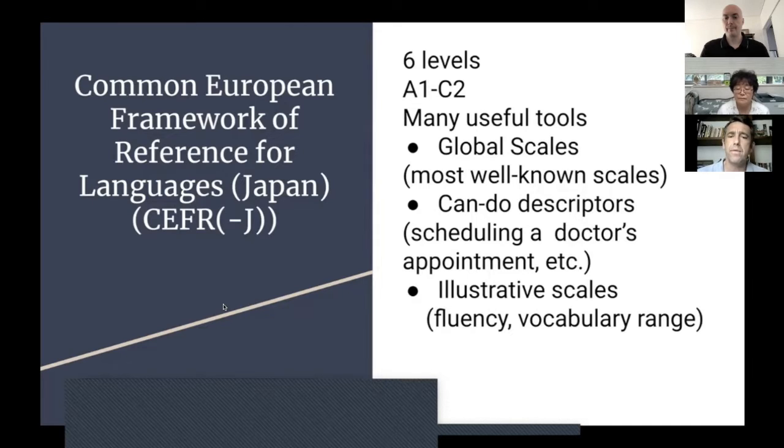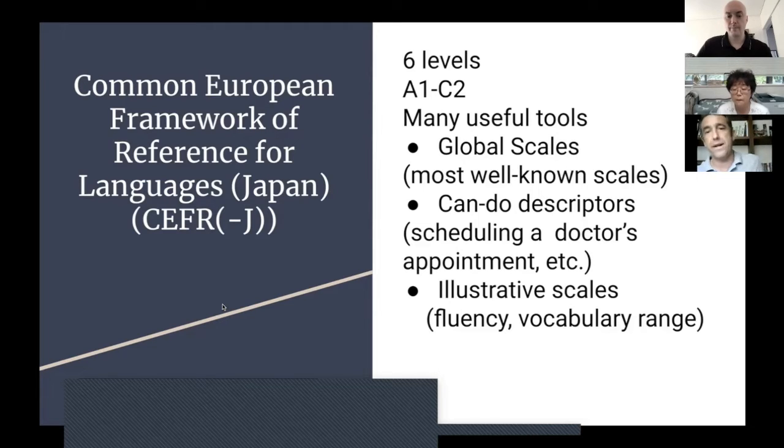And then the third thing I have pointed out here is the illustrative scales. These are actually the most powerful because they are the most detailed. And so these offer you information, anything from fluency, vocabulary range. Stuff like how someone would perform in a discussion. And so we really have a lot of useful things that we can pull out of the CEFR and subsequently the CEFRJ. So that's what the rubric that we are using is based on for this study. And yeah, I'm going to finish that part there.